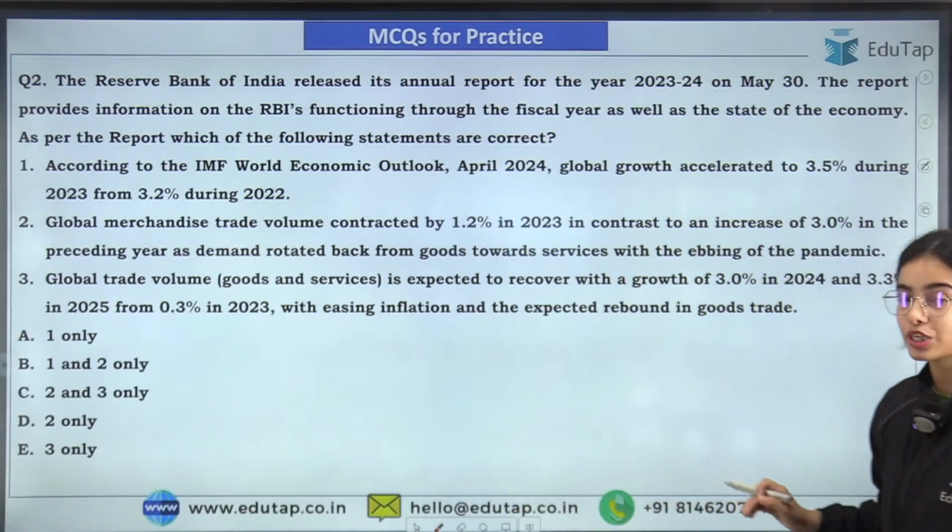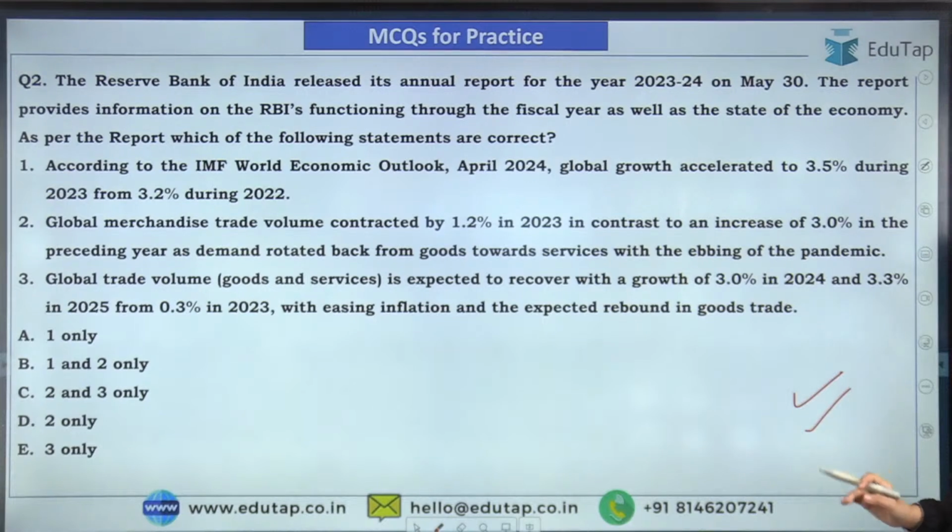Now coming to the next question. This is the kind of question that the RBI has started asking in Phase 1 also, as well as in Phase 2. Let's see how many of you are able to solve this question.